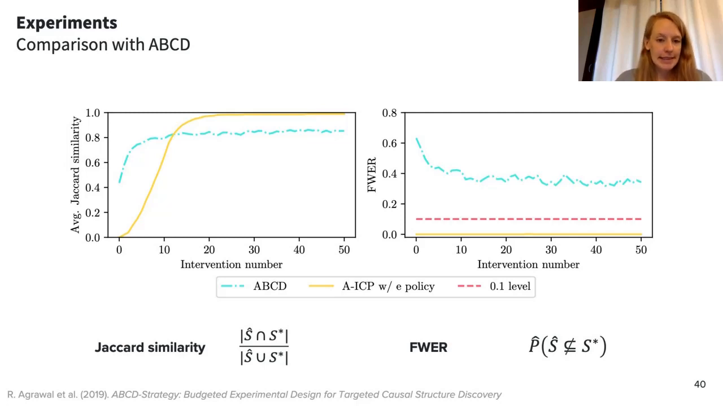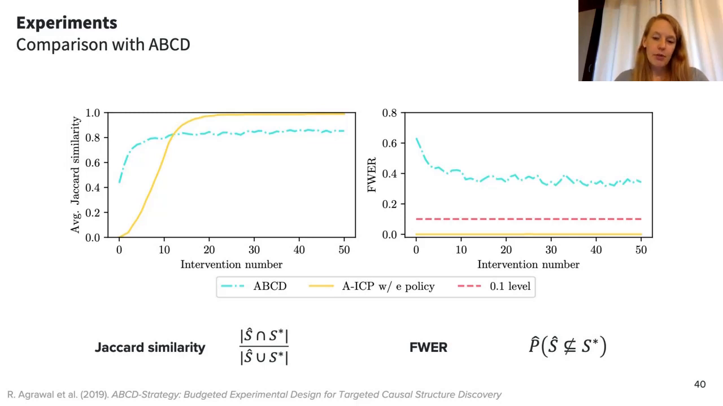For instance, ABCD requires a very large initial observational sample, but then for the interventional samples, the sample size could be as small as 1. AICP, in contrast, would not need a large observational sample, but it is regression-based and needs more than 1 observation per intervention. So what we did here, we established a middle ground by providing both methods with an observational sample of size 1,000 and then 10 observations per intervention.